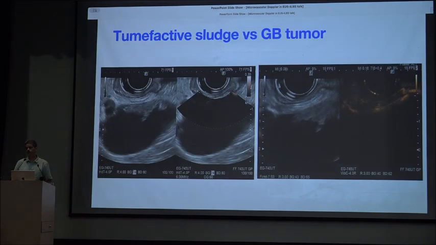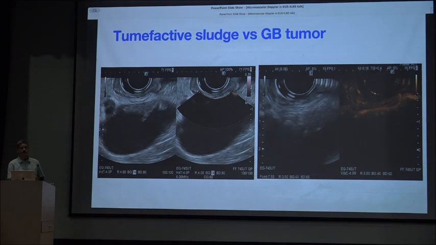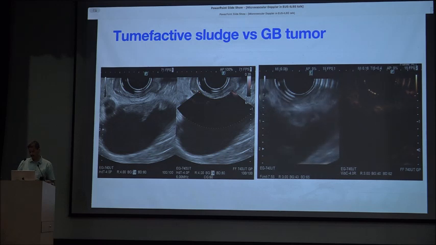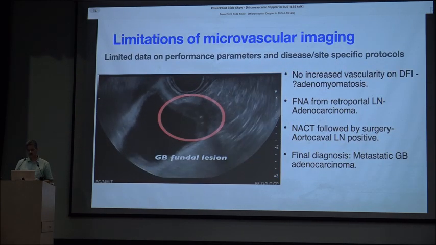The best application for this is to decide whether this is a tumefactive sludge or something growing on the gallbladder wall. So again, silence on DFI on the lesion in the wall, and silence, no enhancement, on the contrast. So good concordance. But the point is, all is not well.